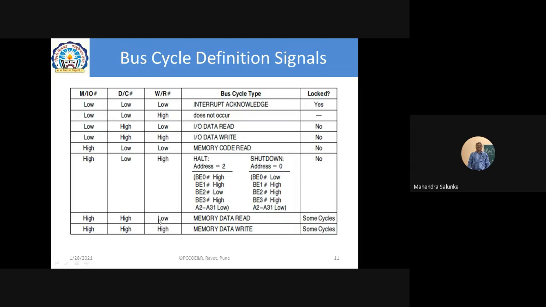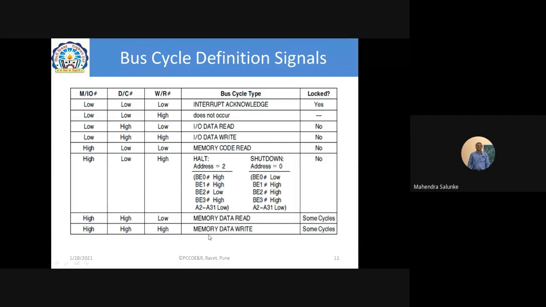Then we have memory related operations. Memory read: as it is a memory operation, M/IO bar will be high. Read means it is a data read, so D/C bar will be high. As it is a read operation, W/R bar will be low. Then memory data write operation: here M/IO bar will be high, D/C bar will be high, and write means W/R bar will become high.